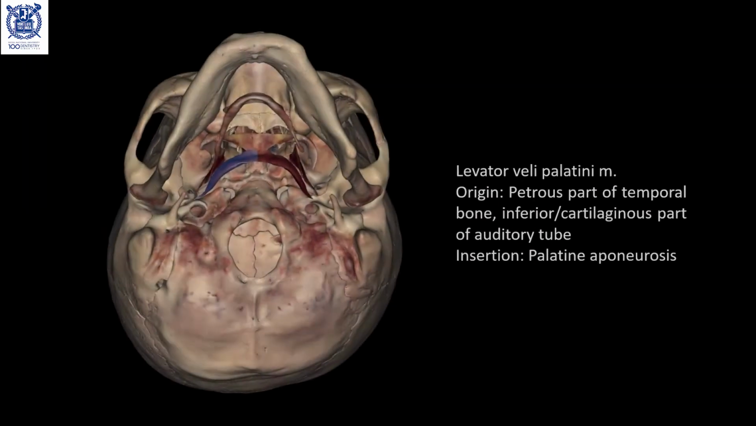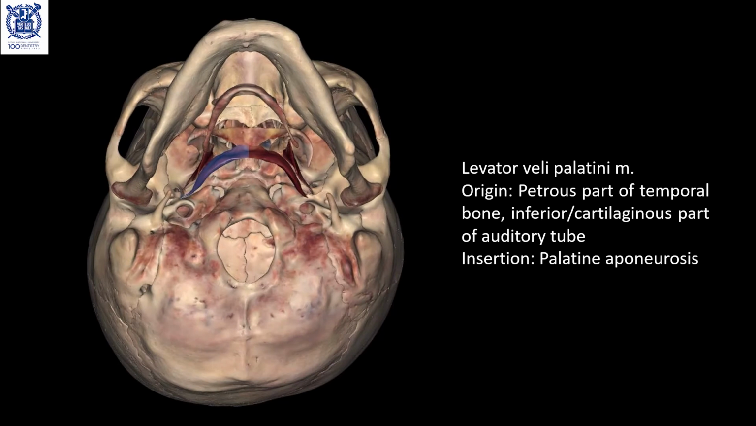The first one is the muscles of the palate. We have 5 soft palate muscles. Levator Palatini. This muscle is the elevator muscle of the soft palate. During swallowing, it contracts, elevating the soft palate to help prevent food from entering the nasopharynx. It is innervated by the pharyngeal plexus, more specifically the pharyngeal branch of the vagus nerve.